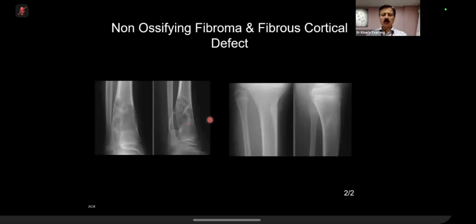Both of these are what we call don't-touch-me lesions, meaning there is no role of biopsy. They can be diagnosed on radiology. The concept is that both of these lesions have a natural history, and they simply fill up. As the patient grows, till the age of about 30 odd, they fill up and become normal bone. Please also remember that non-ossifying fibromas can present with fractures.